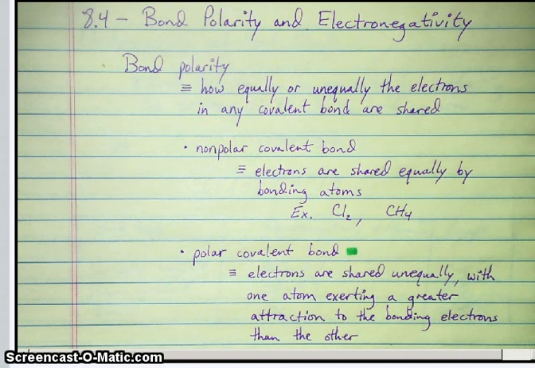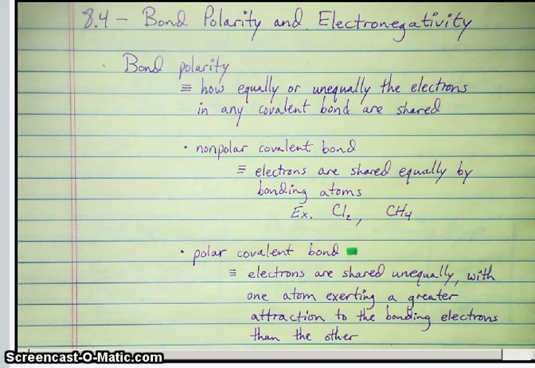So the concept of bond polarity is that when atoms bond, the nuclei of each atom attract the electrons that are being shared in between those two atoms. And so those shared electrons are the bonding electrons. And how evenly or unevenly the electrons are shared determines whether or not the bond is polar or nonpolar.